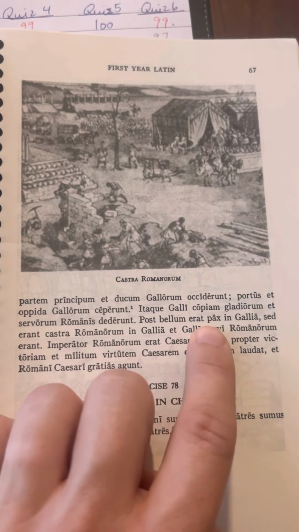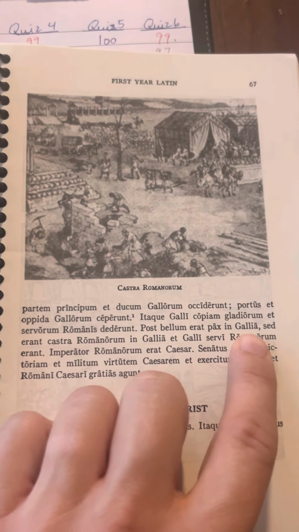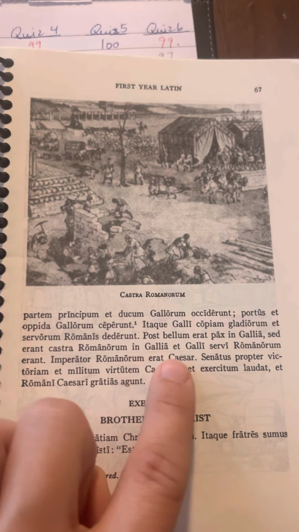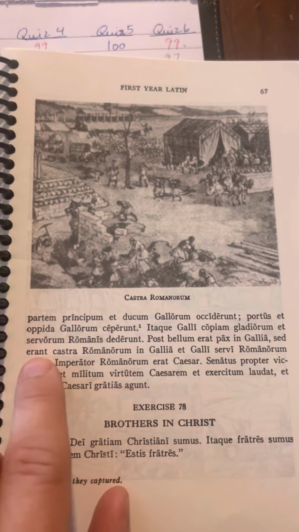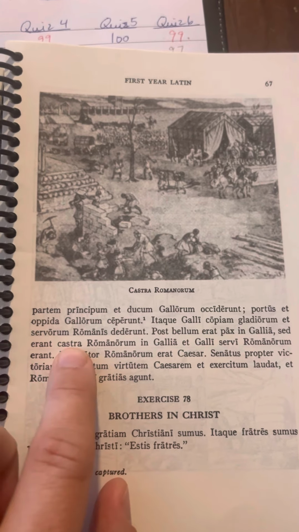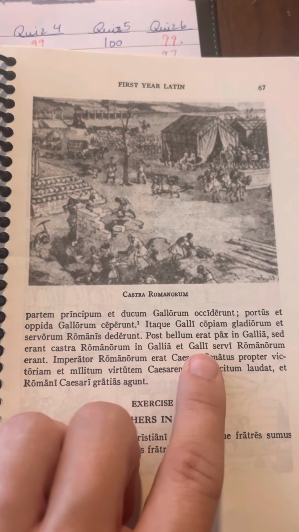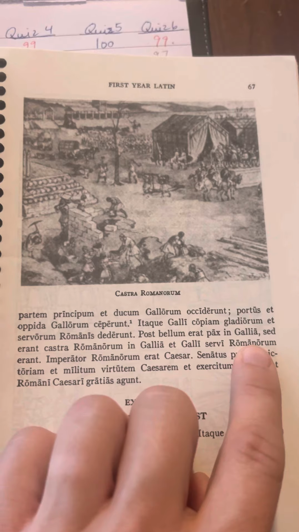Post bellum erat pax in Gallia. After the war there was peace in Gaul. Sed erant castra Romanorum in Gallia, et Galli servi Romanorum erant. But, here's an expletive, there were camps of the Romans in Gaul, and the Gauls were slaves of the Romans.